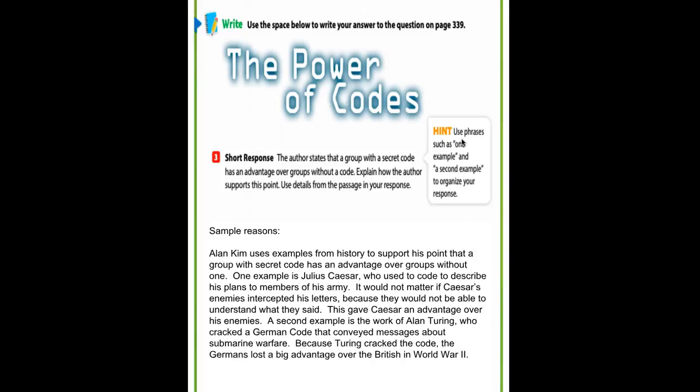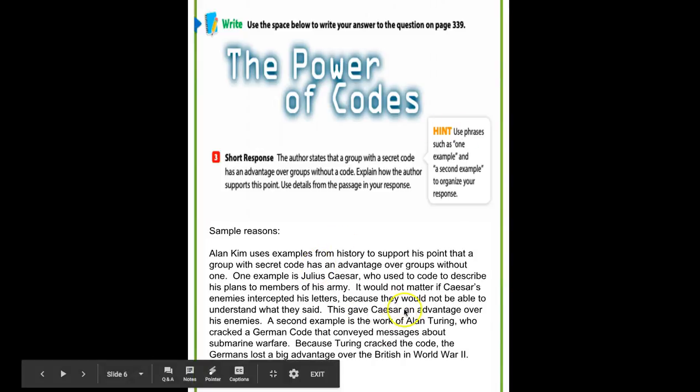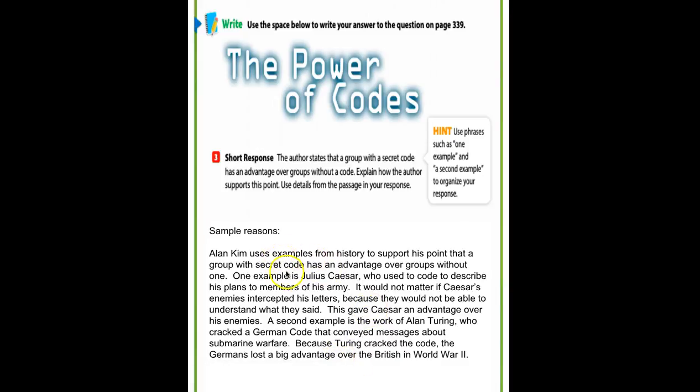A second example is the work of Alan Turing, who cracked the German code that conveyed messages about submarine warfare. Because Turing cracked the code, the Germans lost a big advantage over the British in World War II. See how we've implemented two of the main points in there, and we've supported the point of what Kim is trying to do, that people who use secret codes have an advantage over groups that do not.